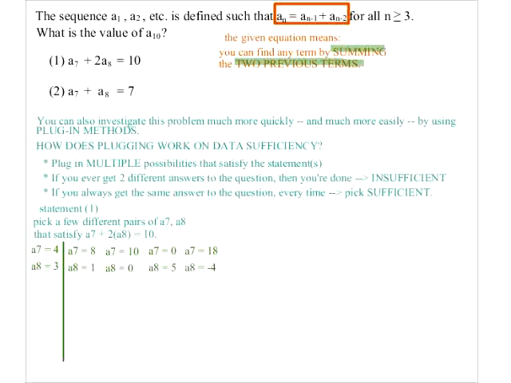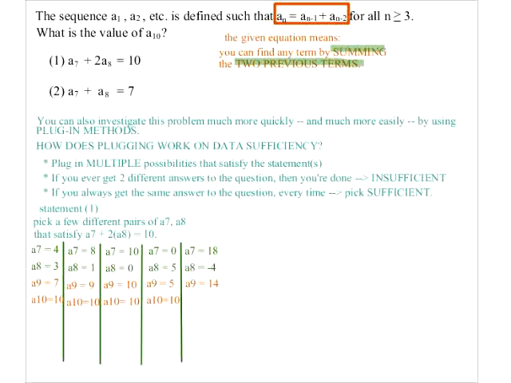Okay, this is 5 possibilities. If I get the same result 5 different times, I'm going to be pretty darn well convinced that this is sufficient. So let's try this and see what it does. Remember, you just sum the previous 2 terms. So A9 is 4 plus 3, and A10 is 3 plus 7. Okay, it's 10. A9 here is 8 plus 1, and A10 is 1 plus 9. A9 here is 10, and A10 is 0 plus 10. Here, A9 is 5. And A10 is 10. Here, A9 is 14. And A10 is -4 plus 14, which is 10. Okay, I am pretty darn well convinced.